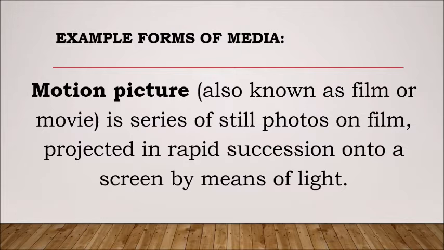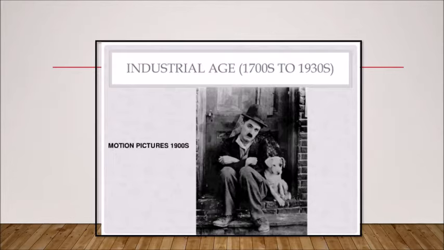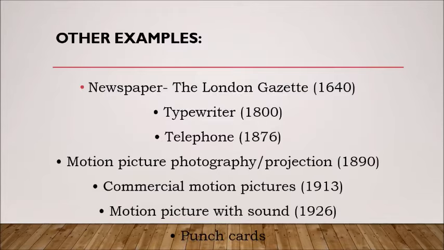It is a series of still photos on film projected in rapid succession onto a screen by means of light. This is an example of motion picture during the industrial age. And other forms of media under the industrial age are as follows. So we have the newspaper, also known as the London Gazette, which is believed to have happened during 1640.